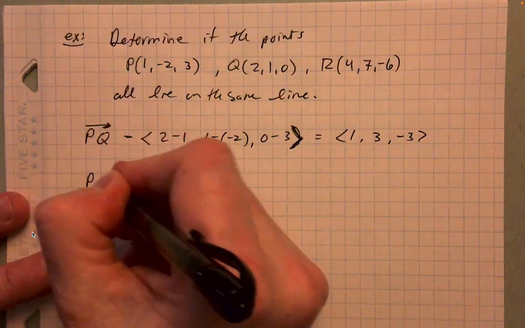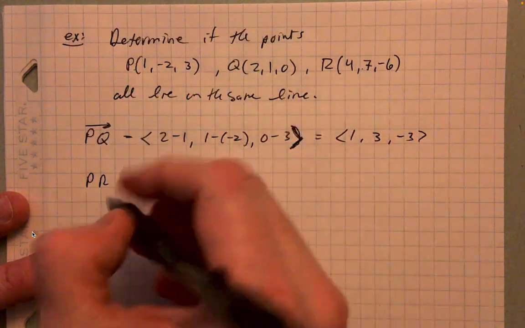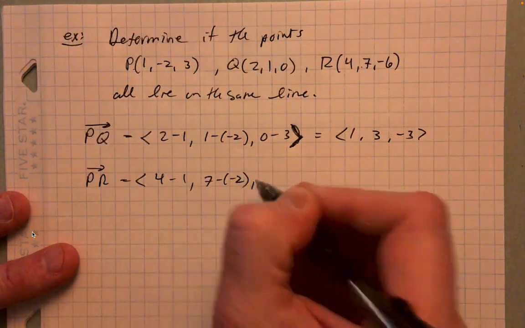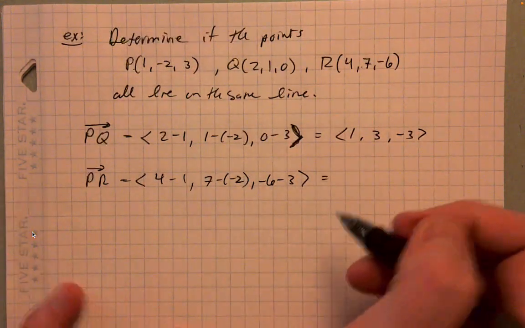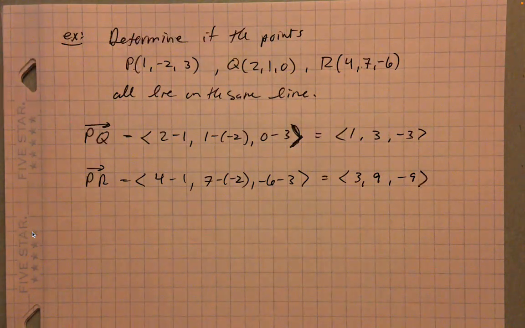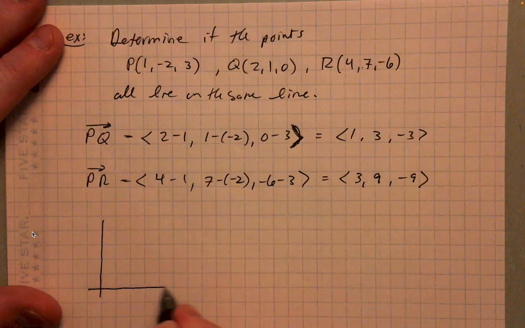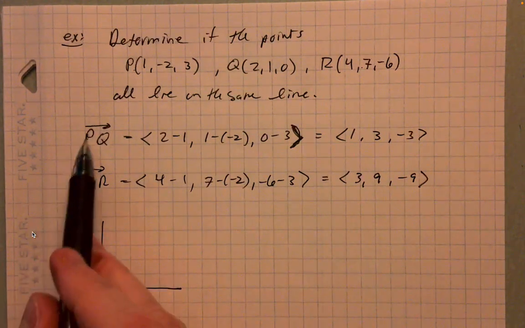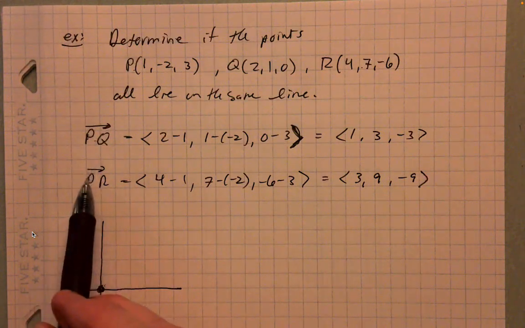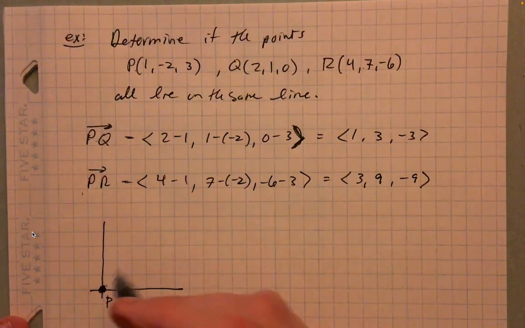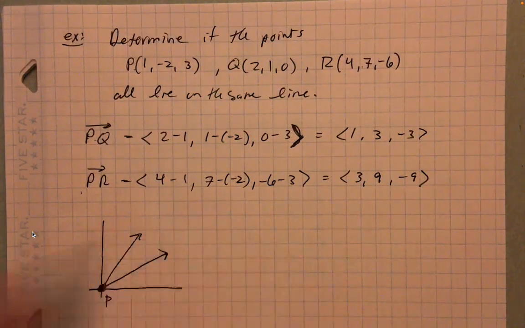The second line would be the same initial point, but a different endpoint. So PR. Now it's 4 minus 1, 7 minus -2, and -6 minus 3. And so there we get 3, 9, -9. Now, the way to think about this is, and I'm going to draw this in 2D, if I have two vectors with the same initial point, which we'll call P, then the tails of the vectors are the same. Are those two vectors parallel? No, they're not. But when would they be parallel?